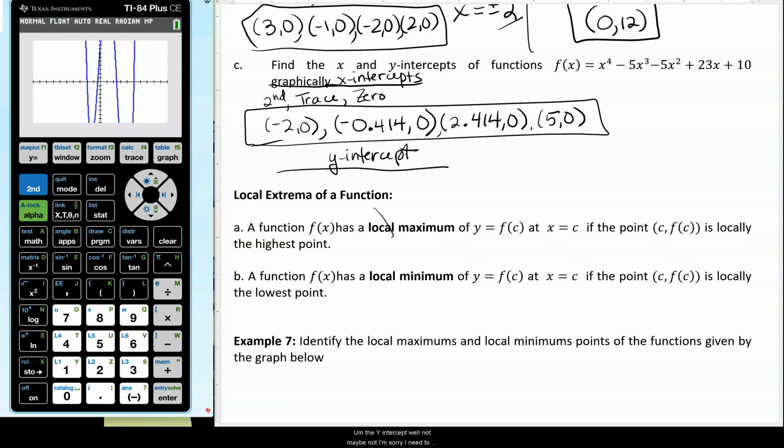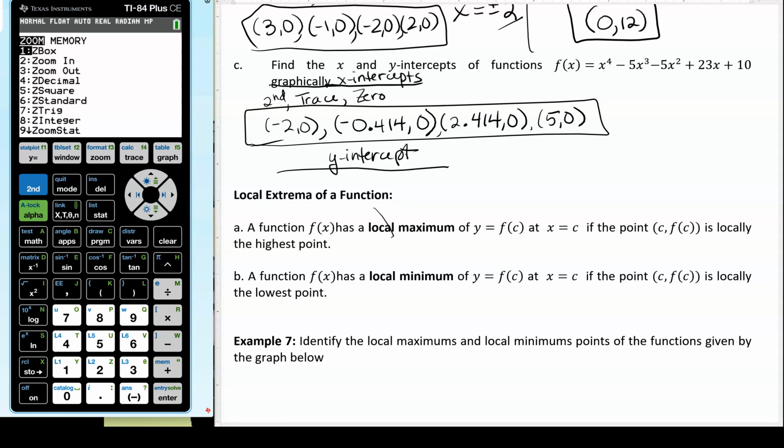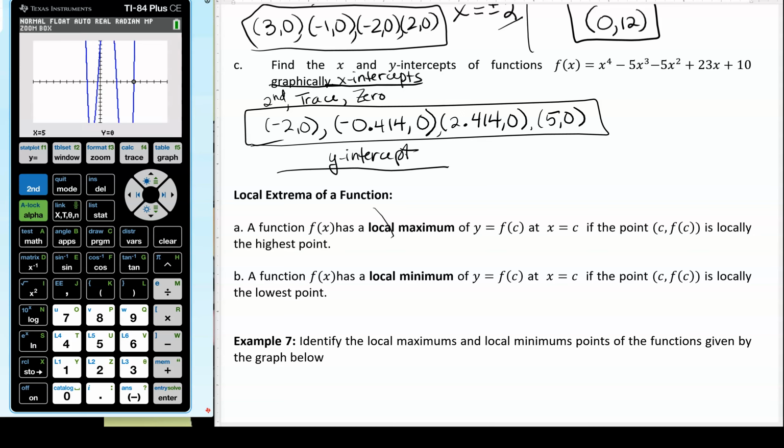The y-intercept, well, maybe not. I'm sorry, I needed to correct myself. You might be able to see the y-intercept right here. I'm going to do a zoom box, zoom number 1, and I'm going to take my spider up. Give me just a moment to move Mr. Spider around.